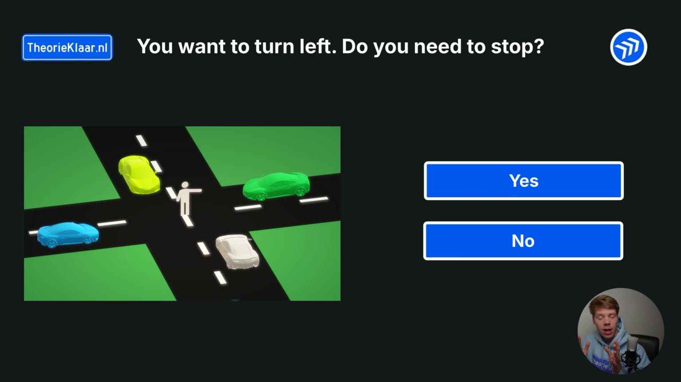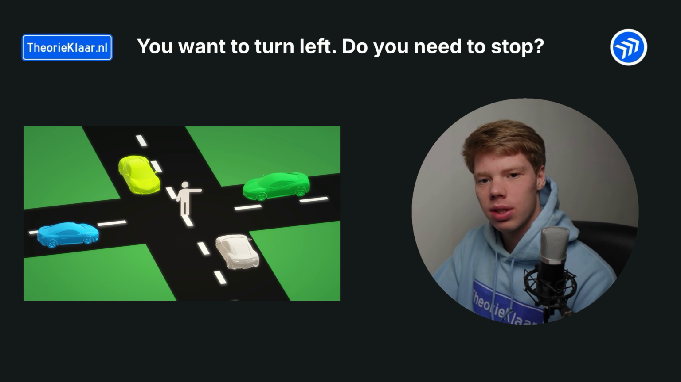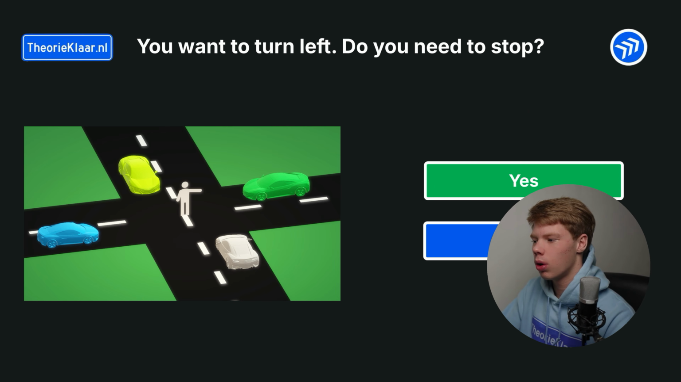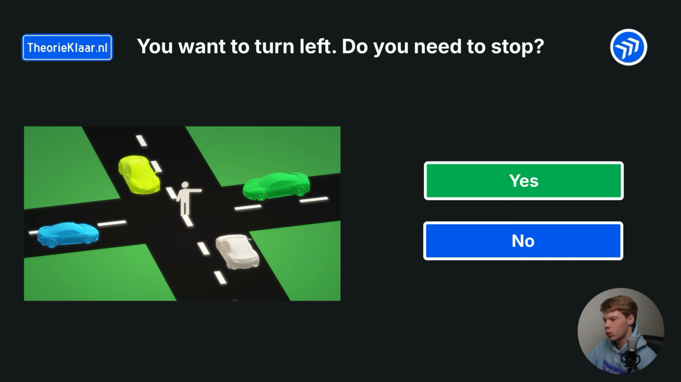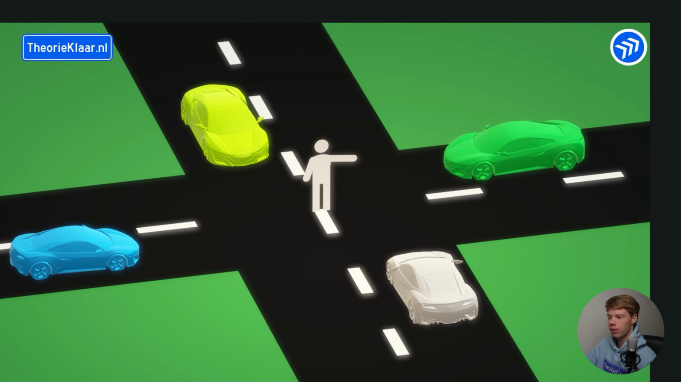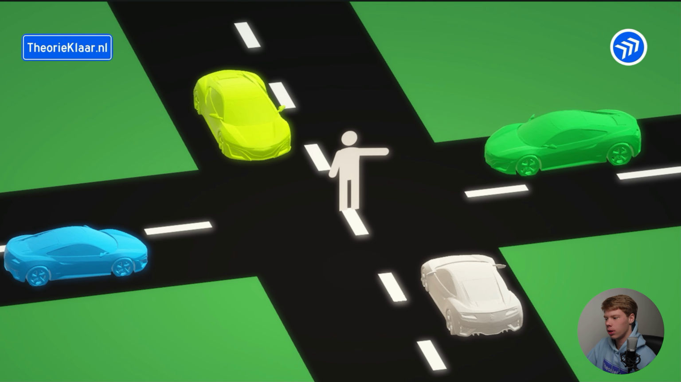goes last. And you want to turn left. Do you need to stop? The person you see here is a traffic controller. The right answer is yes. When you are taking your car theory test, you are the white car and we have to stop. You can see the traffic controller's arm as a barrier. His arm is down now, so we are not allowed to go.